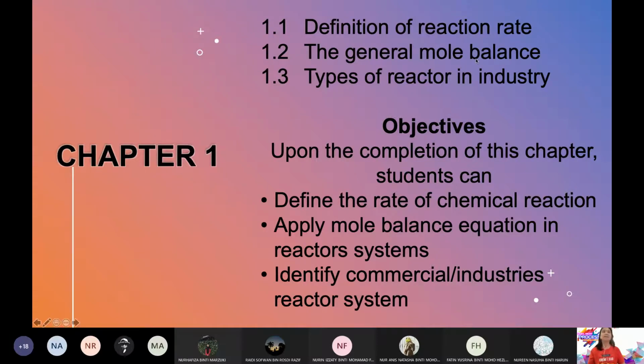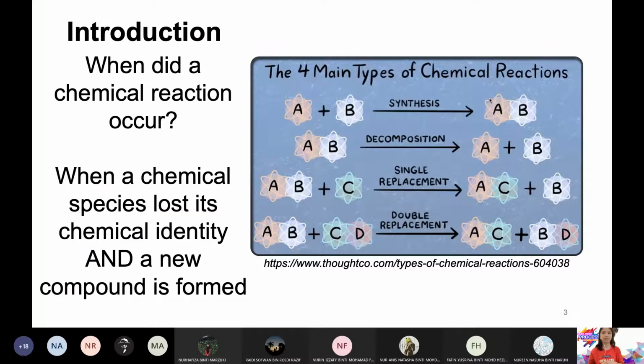Okay, so then kita akan belajar a little bit about the types of reactor. Yang tadi saya cerita batch, saya cerita CSTR, saya cerita PFR. Let me explain a little bit on how these reactors look. Before we talk about reaction rate, we talk first about chemical reaction. Kamu kena faham, reactor is designed for reaction.